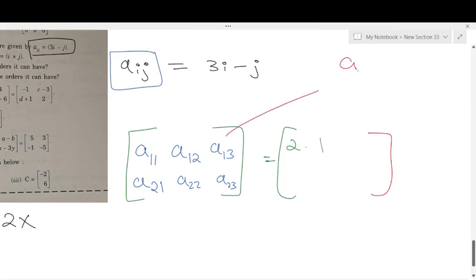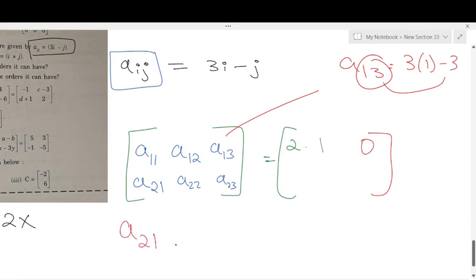Let us take A13 and the formula 3 into what is I value? Tell me the value of I. 1 minus what is J value? Compare J. What is J? 3. 3 minus 3 is 0. Next. Next one, what should I take?